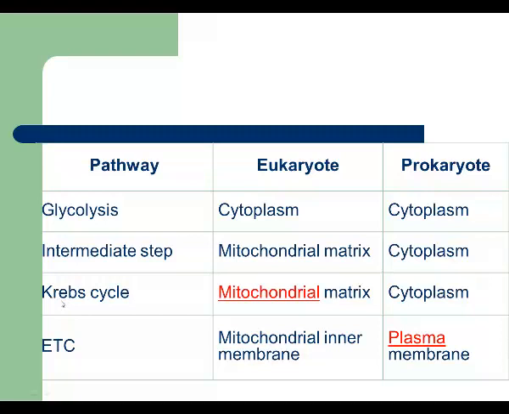TCA cycle or Krebs cycle. In eukaryotes, once again, it occurs in the mitochondrial matrix, in prokaryotes, in the cytoplasm. And finally, chemiosmosis or ETC. In eukaryotes, it will occur in the mitochondrial inner membrane, and in prokaryotes, remember, ETC is embedded between two layers of plasma membrane.